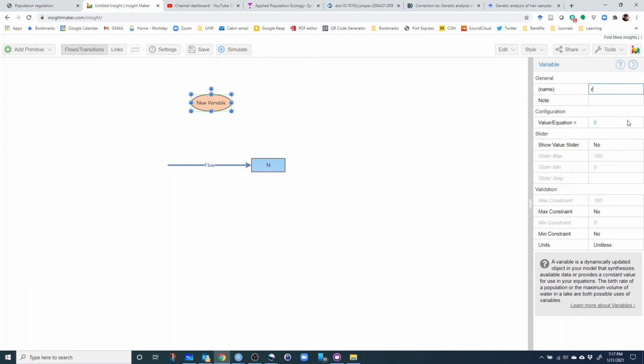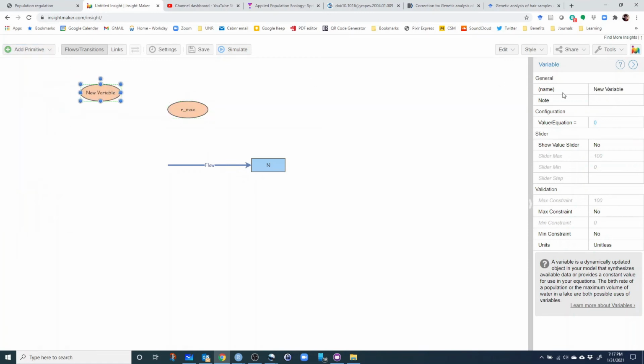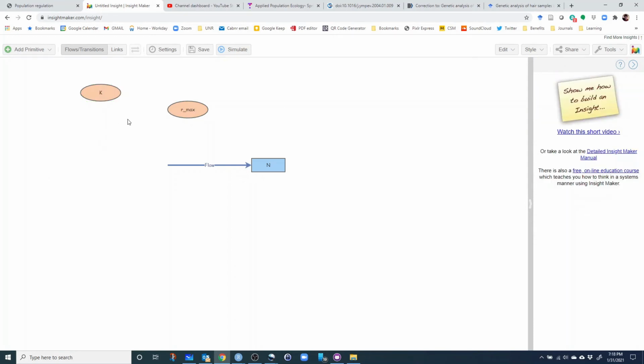One is R, or the maximum rate of growth. I can call it R max. And we have one more parameter I should mention, and that is carrying capacity. I'll just call it K as we represent it in the equation.